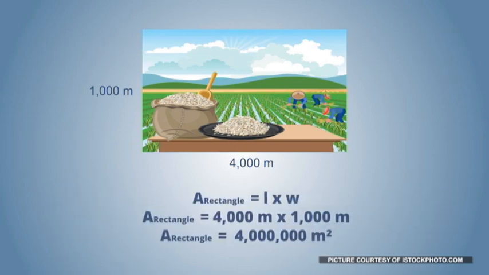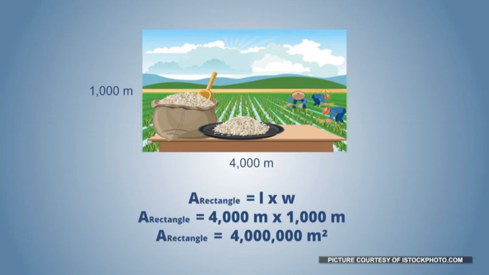To start, let's find the area of the rectangular rice field. That's area equals length times width. Substituting the values, we get area equals 4,000 meters times 1,000 meters. Solving for area, we get 4 million square meters.